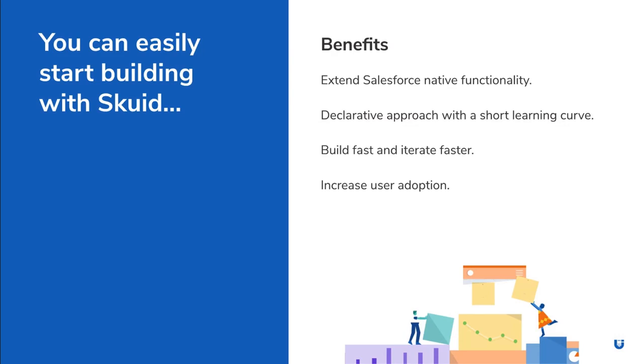So the benefits of that are extending native Salesforce functionality. Think about the challenge that everybody runs into when you start to bend Salesforce into particular ways that it wasn't intended to be bent. It would be better to leave Salesforce doing what it's best at and then using a different orchestration toolkit on top of that to pull those different experiences together. Great news is that this declarative approach has a short learning curve that allows you to build and iterate faster and overall increase the user adoption.